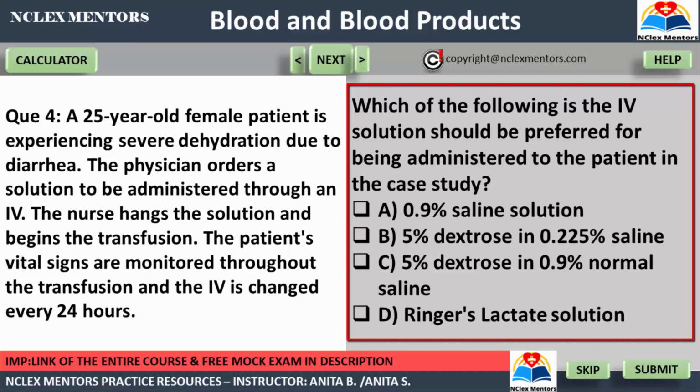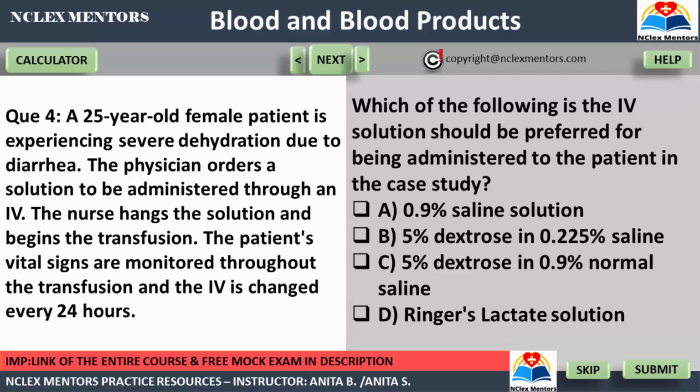Which of the following IV solutions should be preferred for being administered to the patient in the case study? The options given for this question on the screen are Option A, 0.9% saline solution. Option B, 5% dextrose in 0.225% saline. Option C, 5% dextrose in 0.9% normal saline. Option D, Ringer's lactate solution. I will give you some time to go through the question and the options. You can see the timer running on the upper right-hand corner of the screen, but if you need more time, you can pause the video as well.